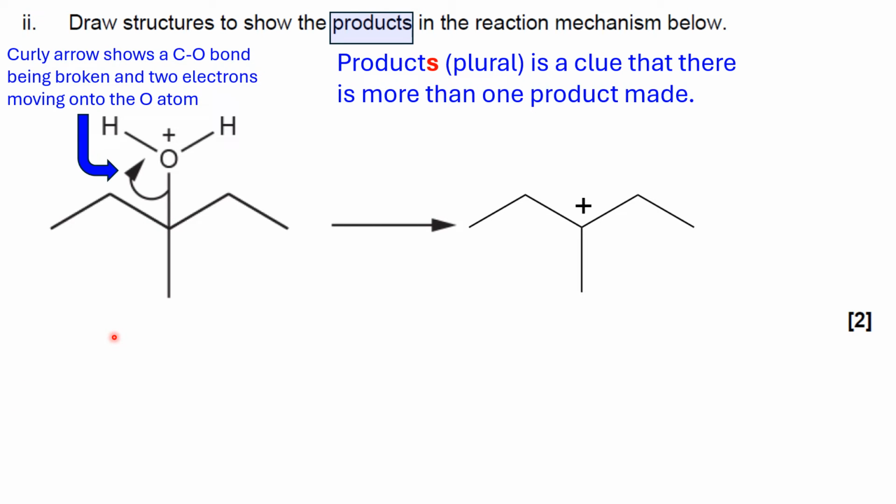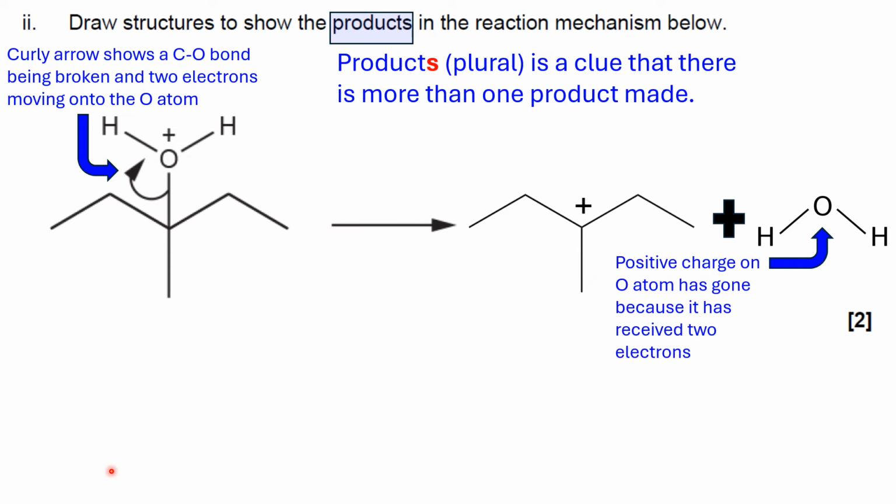So the electrons moving away from this bond that's being broken mean that this carbon here, where my highlighter is, is now deficient in electrons. So therefore, what's being made alongside that is a water molecule. The positive charge on the O atom is gone because the O atom has received two electrons, and now we've put the positive charge over here. So like I said a moment ago, we're trying to track what happens to the positive charge as well and include that in our mechanism.